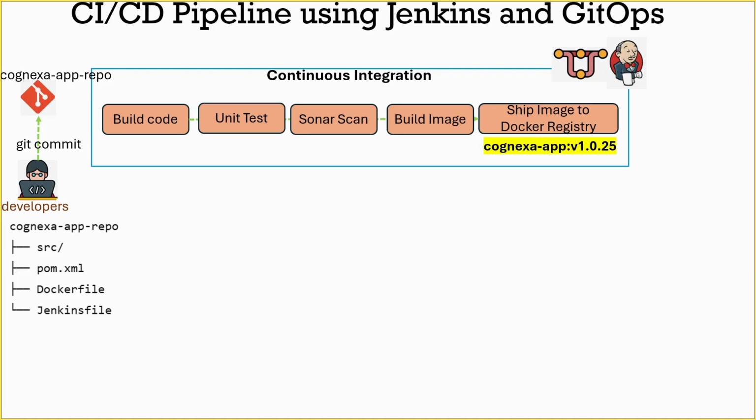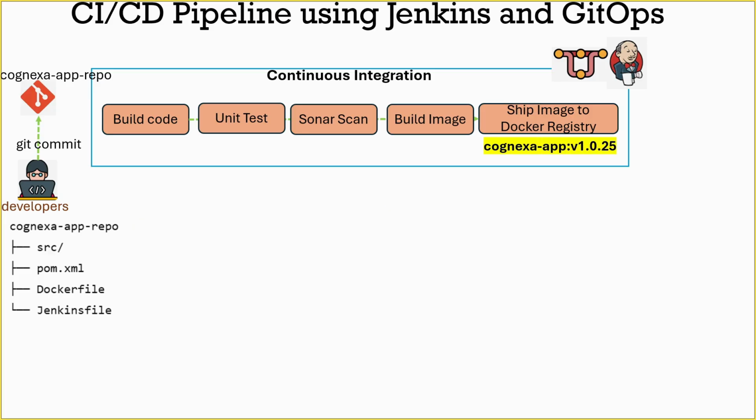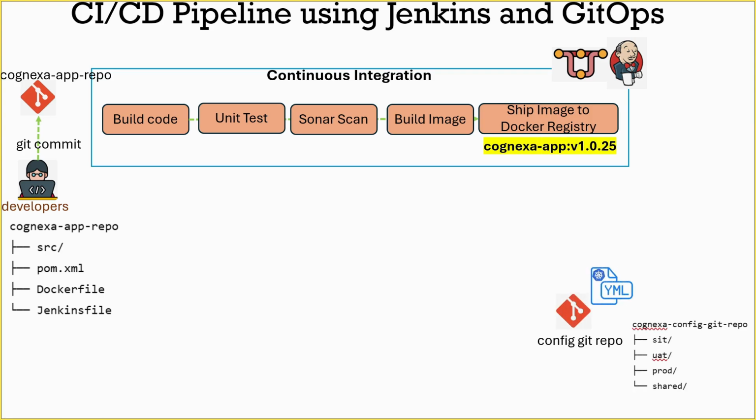So for deployment, we use ArgoCD as the GitOps tool. In the modern GitOps architecture, Jenkins is responsible for continuous integration, while ArgoCD is responsible for continuous delivery or deployment. Instead of Jenkins directly executing commands like kubectl apply -f deployment.yaml or any manifest.yaml, all deployment configurations are stored in a separate GitOps repository. For example, for the Cognexa project, let's say the Kubernetes deployment repository is called Cognexa config git repo. This repository contains the desired state of the application deployment and it can be implemented using plain Kubernetes manifests, Helm charts or Kustomize.